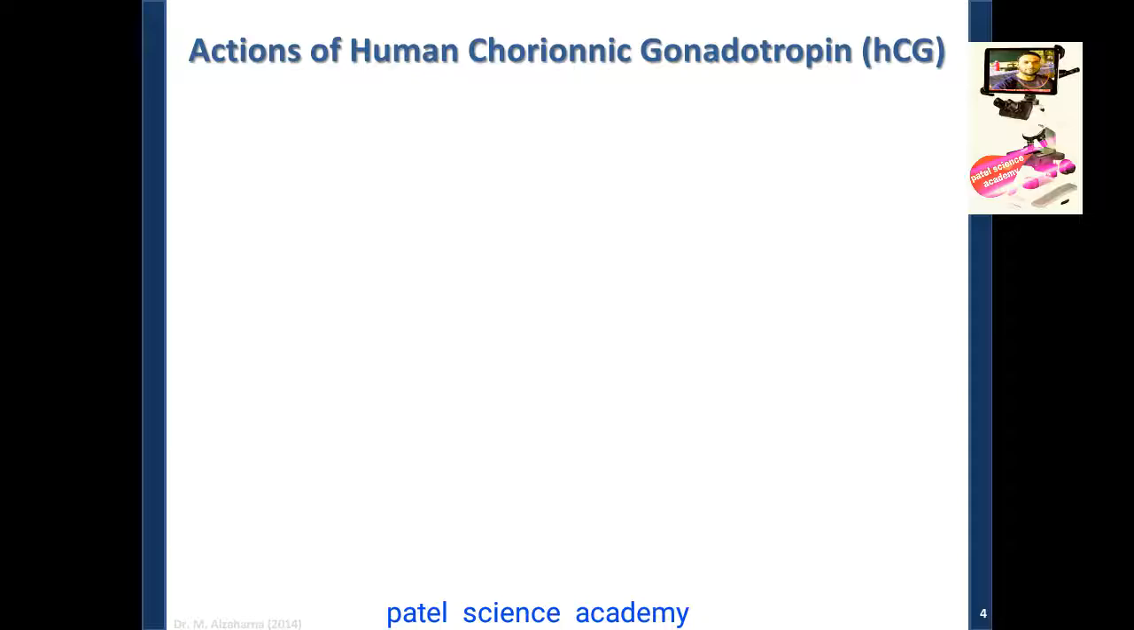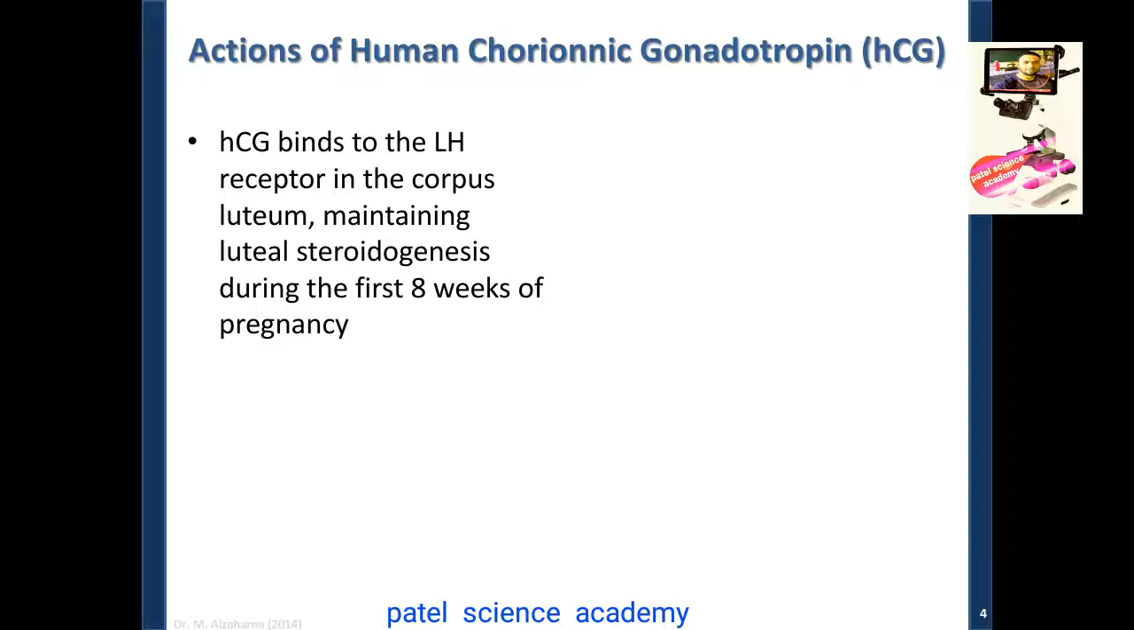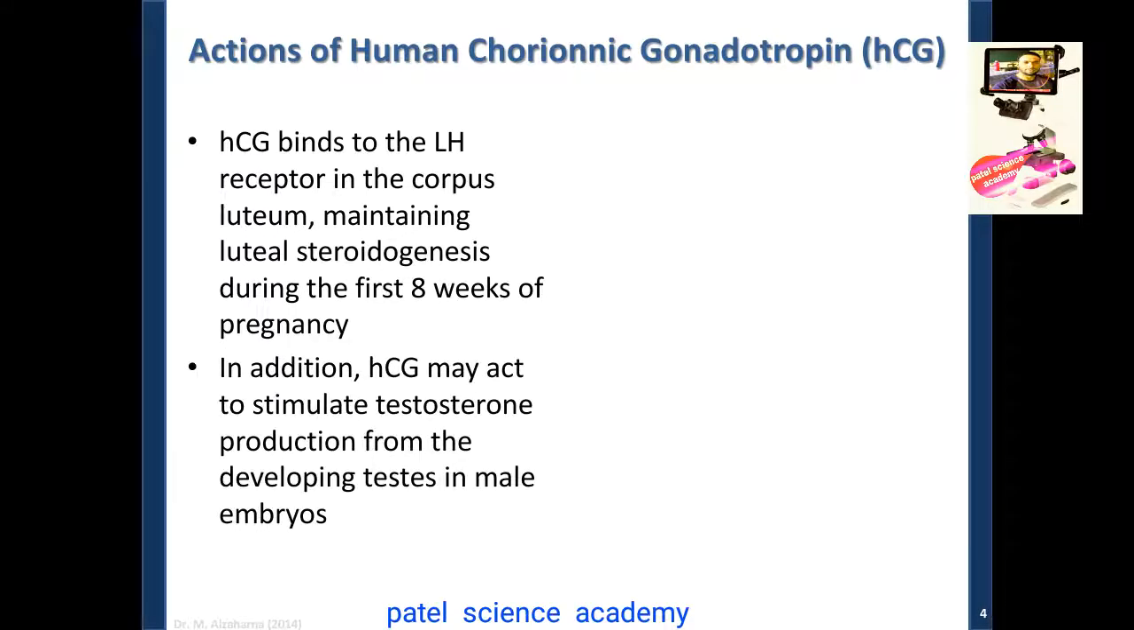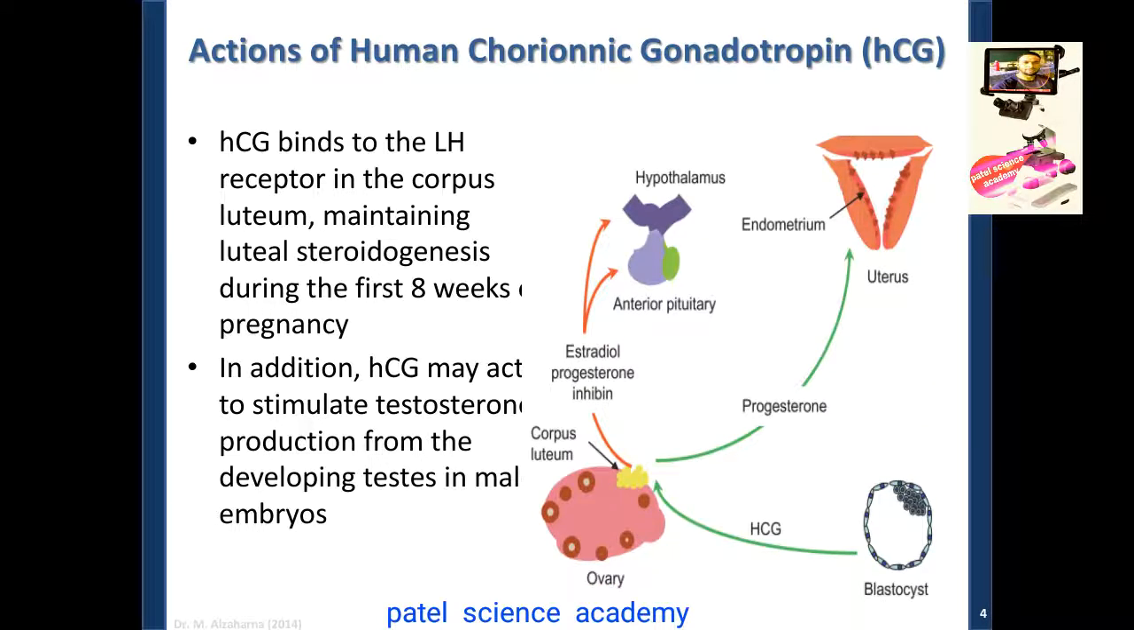Action of the hormone hCG, human chorionic gonadotropin. What are the actions? Let's see. hCG binds to the LH (luteinizing hormone) receptors in the corpus luteum, maintaining luteal steroidogenesis during the first 8 weeks of pregnancy. In addition, hCG may act to stimulate testosterone production from the developing testes in male embryos. These are the functions of hCG.